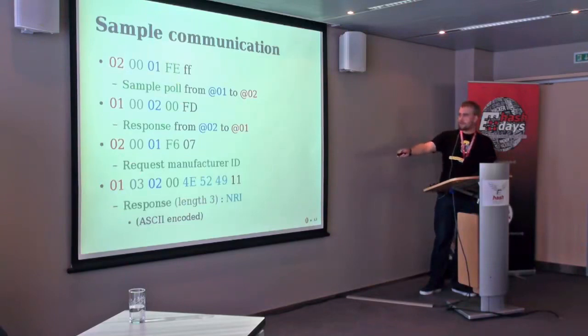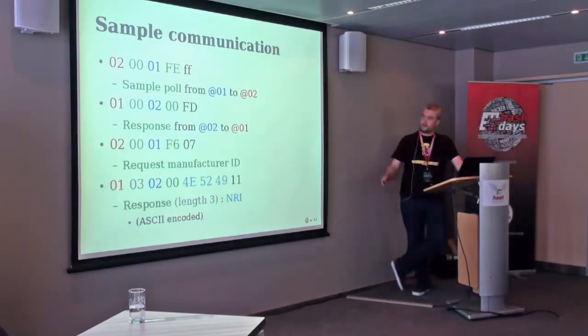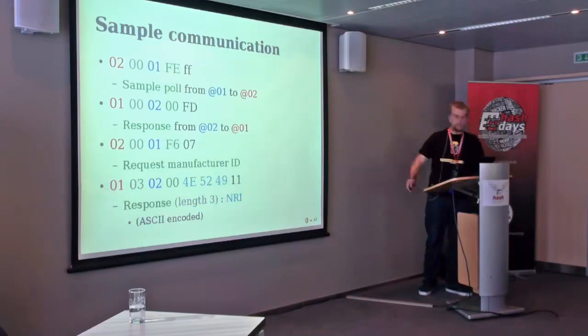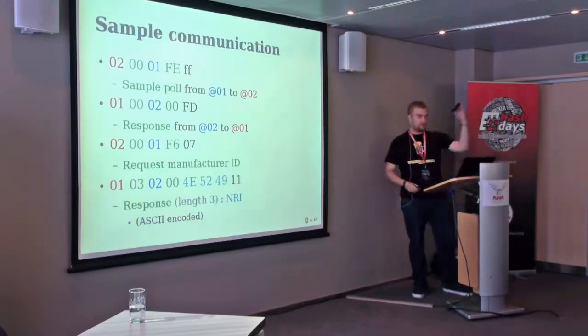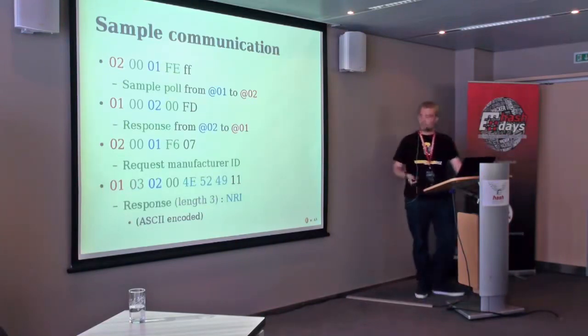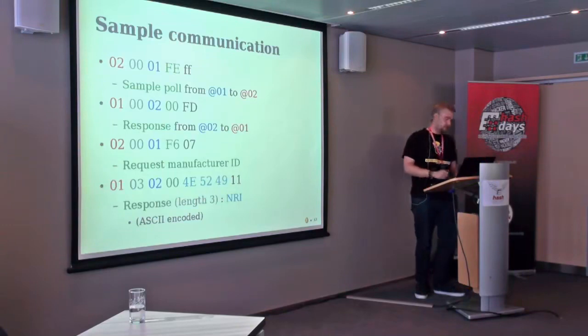Another packet sent. The header is F6, request manufacturer ID, again from the controller to the device. And the device responds with a length of 3, and the response is NRI. It's the manufacturer of this coin acceptor. The payload is ASCII encoded. There are other responses that are binary encoded. It really depends on the device or the specs.